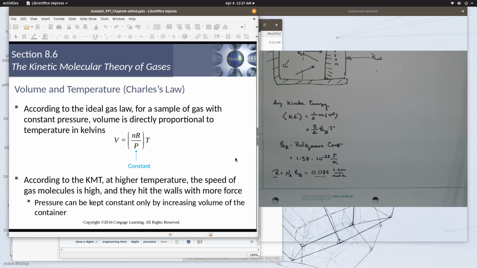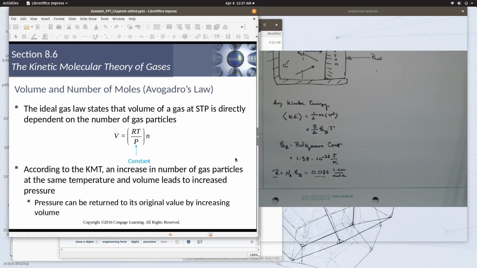Charles' law is related to the ideal gas law. V is proportional to temperature, with nR over P being a constant. Again, all of this is simply the ideal gas law, PV equals nRT. Look at what's being held constant and rearrange as you need. And lastly, this is the Avogadro law. Again, PV equals nRT, simply rearranged a little bit, gives you the law. So all of this is completely consistent with the ideal gas law, and Boyle's, Charles', and Avogadro's laws as well.